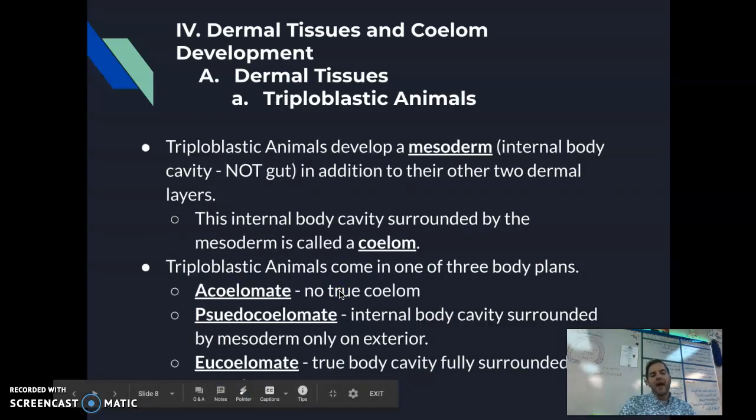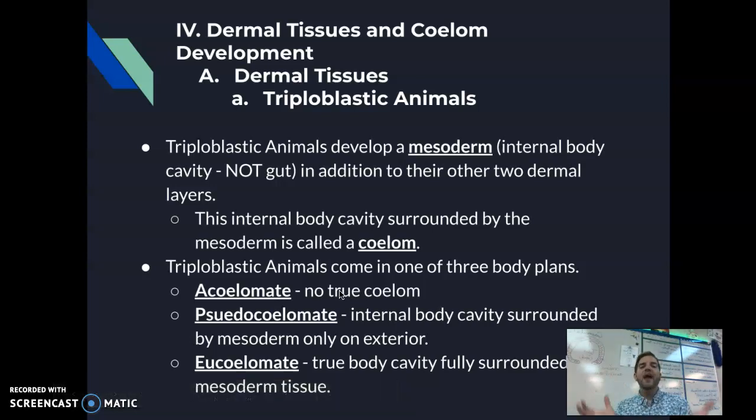Triploblastic animals have a third layer called the mesoderm, and that creates another cavity inside the body. If you think about us, we have the opening that goes from our mouth to our anus. And then between our digestive tract and the inside of our skin, we have a lot going on in there.